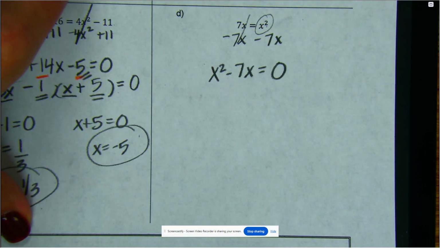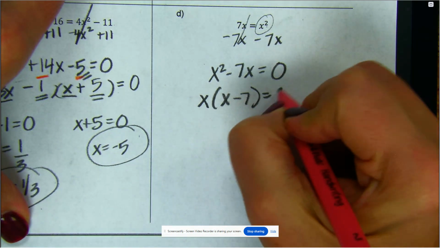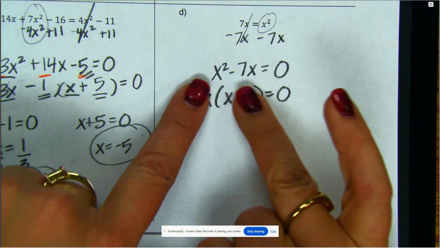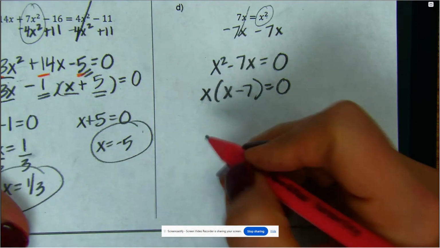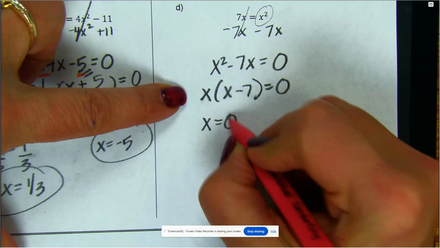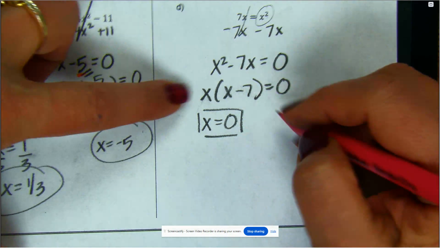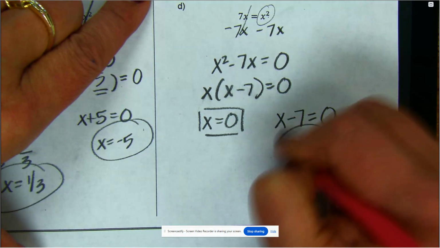Is there a GCF? Yep. And now look what I have. I have something times something equals 0. So either this is 0 or this is 0. So either this is 0, nothing to solve, already solved. One of the answers to this problem is 0. 0 makes this equation true. And the other solution is 7.